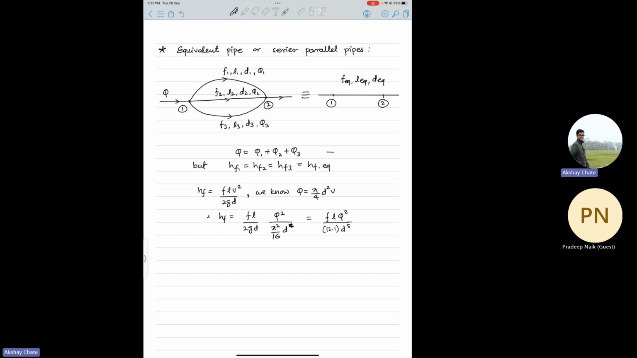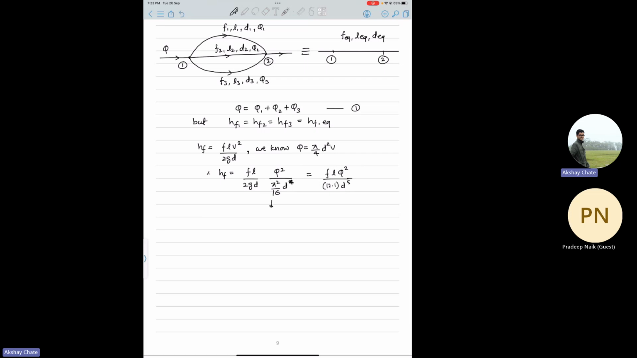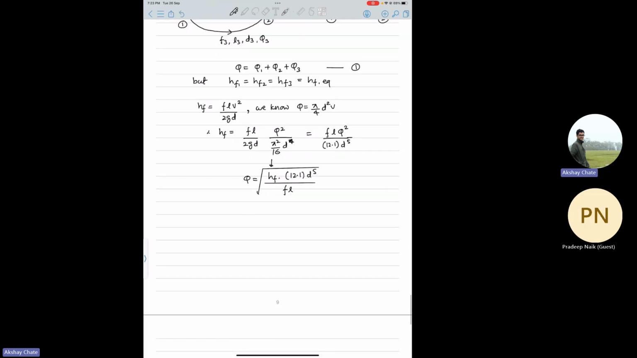And in parallel connection, we have Q is equal to Q1 plus Q2 plus Q3, right? So from here, you have Q equal to the square root of HF into 12.1 d power 5 divided by FL. Okay. So basically, if you put it in 1, what you will get is, one second. HF is this, Q is this, from 1 and 2.